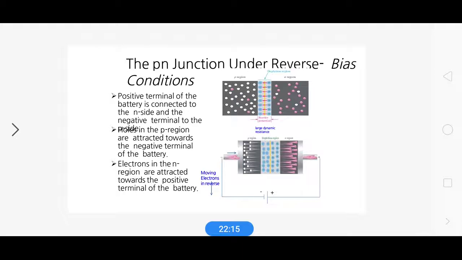The holes in the P region are positively charged charge carriers and are attracted by the negative terminal of the battery, whereas the electrons in the N region are attracted by the positive terminal of the battery. They are moving away from the junction, not towards the junction as in the forward bias. The majority charge carriers in the P side and N side are moving away from the junction. So what happens to the depletion layer? The width of the depletion layer will increase.